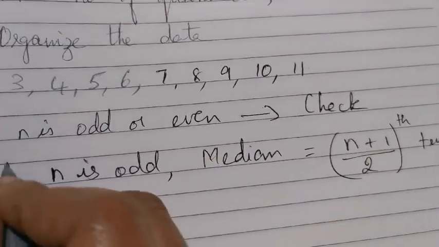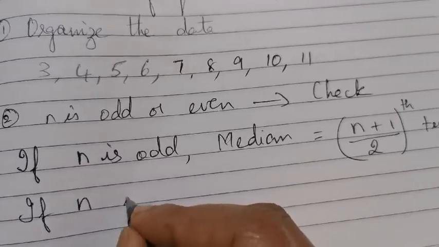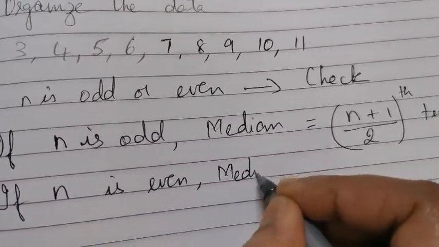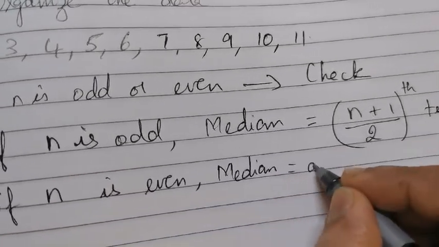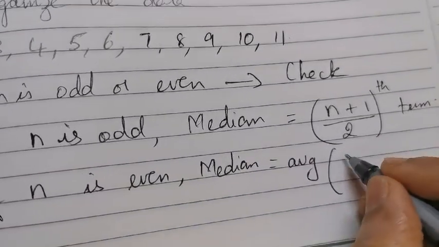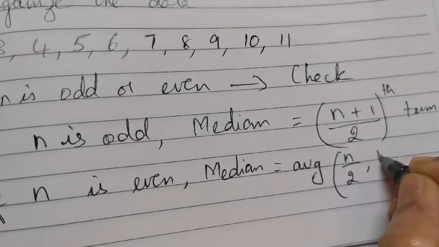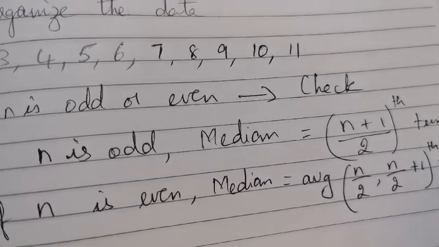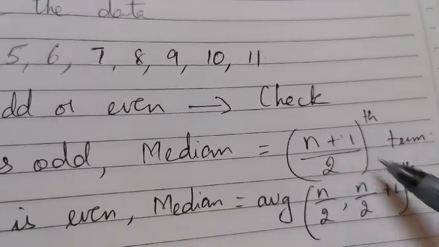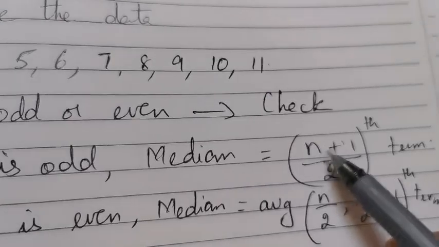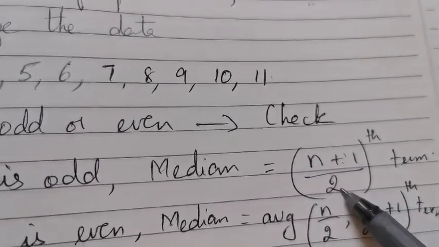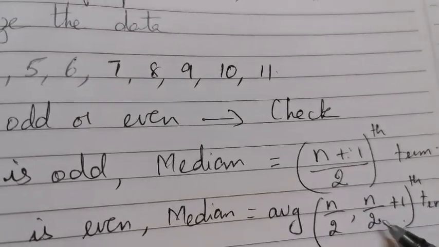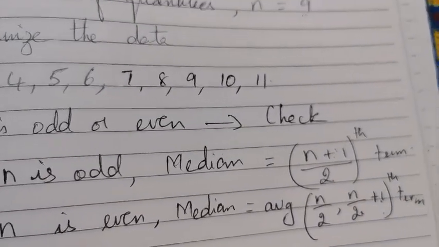If n is even, your median is the average of the n by 2, n by 2 plus 1th terms. There is a difference between this and this. In this one, your numerator is n plus 1 and your denominator is 2. This is not the same. Here you have to find n by 2, then add 1 to that value.